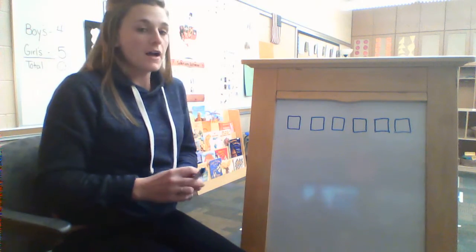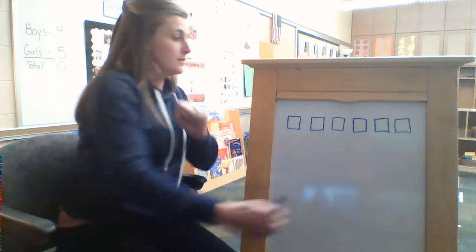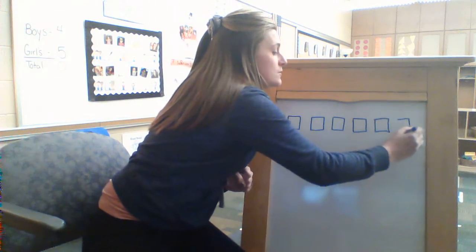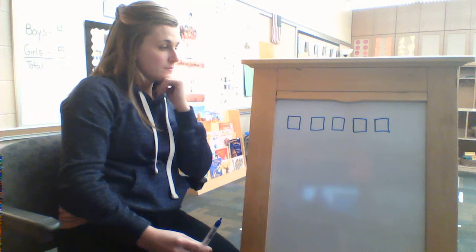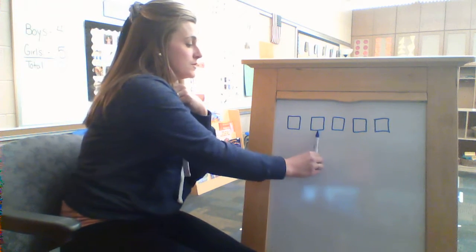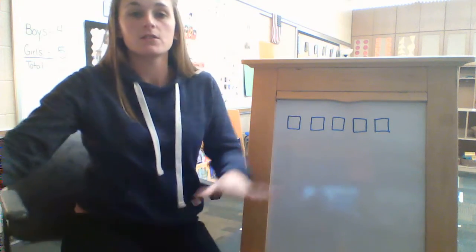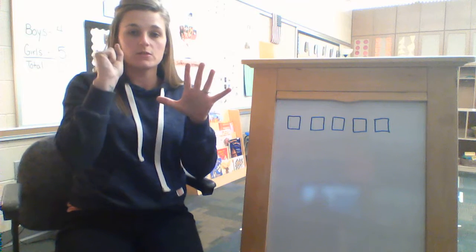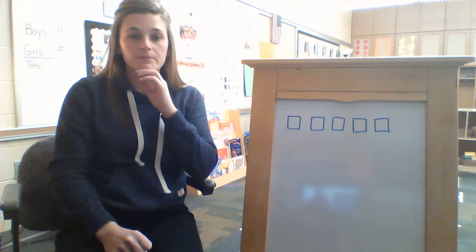All right. If I were to take 1 square away, so I erase 1 square, how many squares are left? Let's find out together. Let's count. 1, 2, 3, 4, 5. Yes, we had 6 and we took 1 away, so we have 5 squares left.